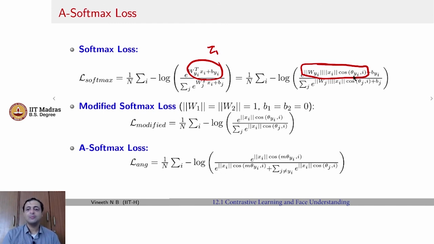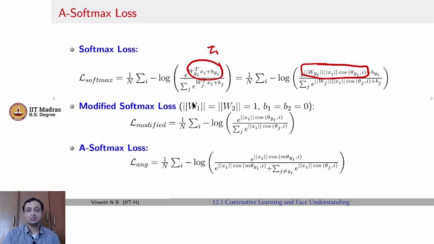Remember, we are looking at the Yi'th label, and that's why this subscript Byi. So this is your standard softmax loss. The modified softmax loss is given by, after your penultimate layer of the neural network, before you apply the softmax, you normalize the weights that you obtain and then apply the softmax.